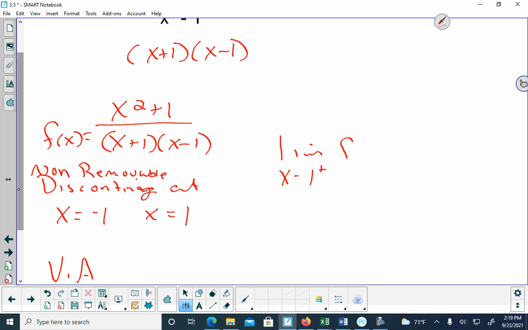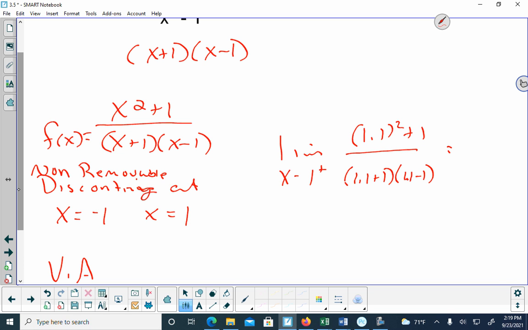So I'm going to do from the right. If I'm doing from the right, I'm going to pick a number that's slightly to the right of 1. So what might I use? 1.1. So I would have 1.1 squared plus 1 over 1.1 plus 1, 1.1 minus 1.